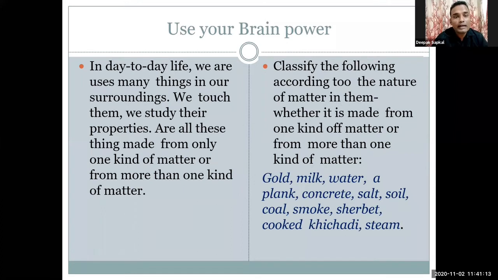But if you think about conductivity, whether the substance conducts or not: gold is a conductor of electricity and heat. Then water, and then a plank. A plank is a wooden sheet that we use to make furniture. Concrete, cement, does not have the capacity to conduct heat or electricity. The same is true for salt. The only conductors are gold and water.